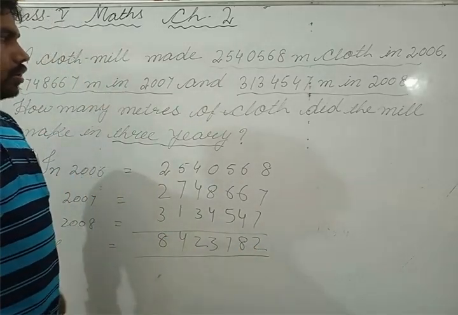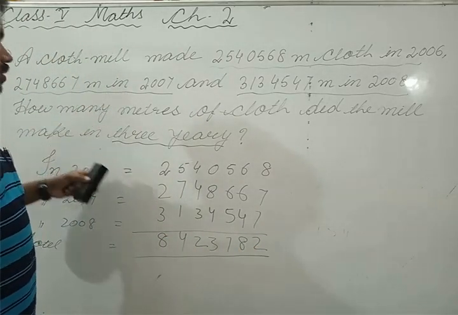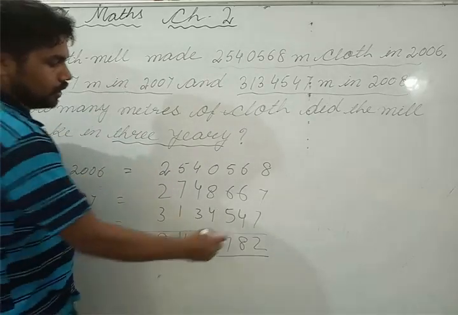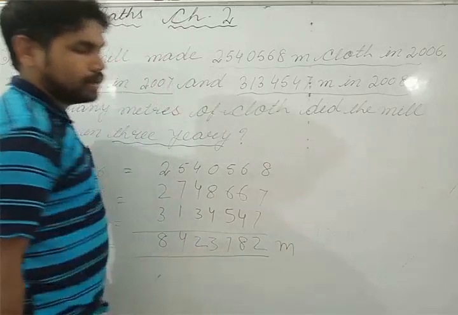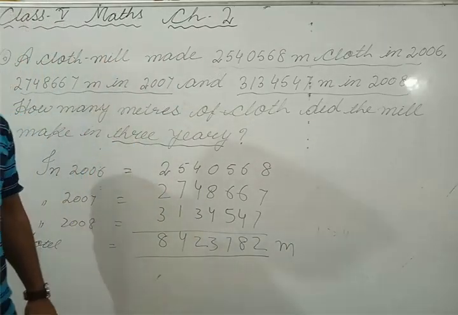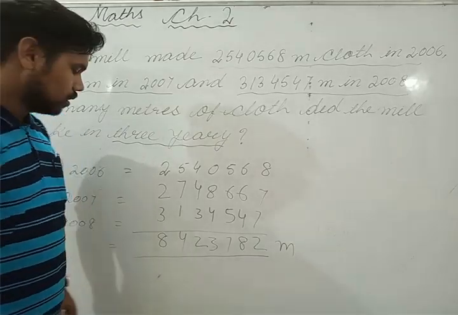So therefore, in 3 years, it will make this much of meter of cloth. So don't forget to write the units. So this much of meter of cloth will be the answer of this question number 6. Okay, this is how you will solve up to question number 6.